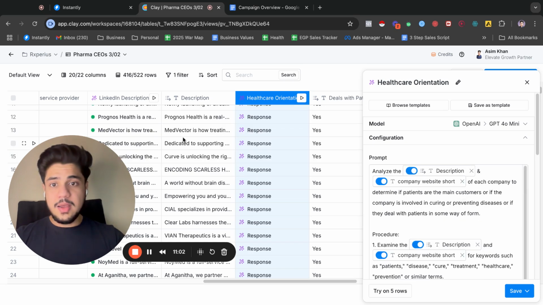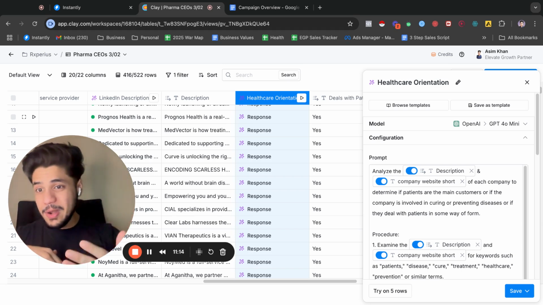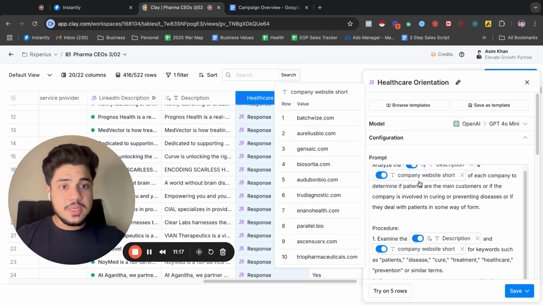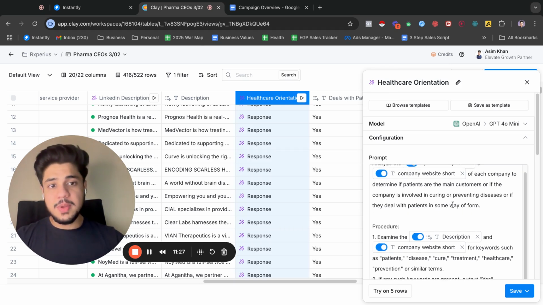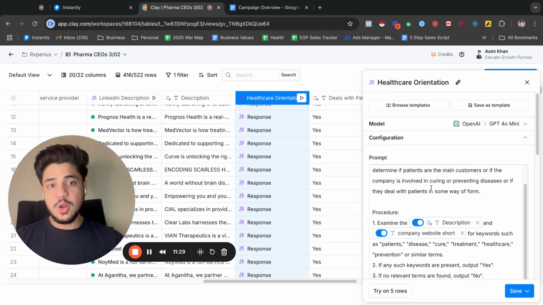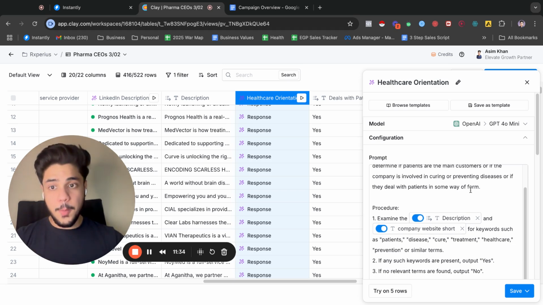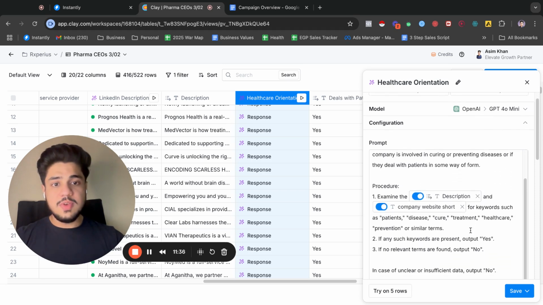So that's what I do: we analyze the LinkedIn description. Here's where the effort we did in the last step of extracting the LinkedIn description comes in to help, where we research the LinkedIn description to determine if this company deals with patients or not. So analyze the description and the company website. We tell Claygen to not only visit the company description, but also visit the company website, and for each company determine if patients are the main customers, or if the company is involved in curing or preventing diseases, if they deal with patients in some way or form. This is what we need to do, and then we give them the procedure.